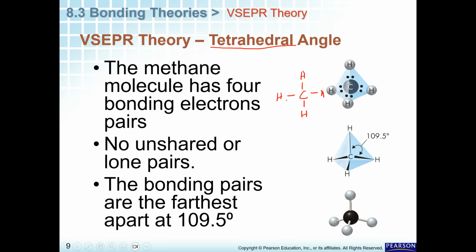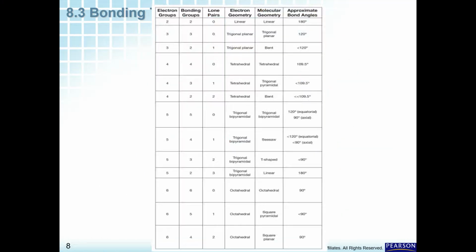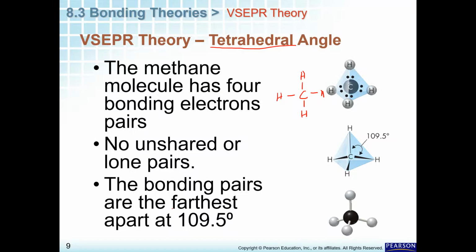And so when we actually use the VSEPR sheet, I'm going to see I have 4 bonding, but 0 lone pairs, and my molecular geometry is actually going to be tetrahedral. Notice that next to it, it says that my bond angle is going to be about 109.5, and if we look at this example, it shows us that our angle is going to be 109.5.